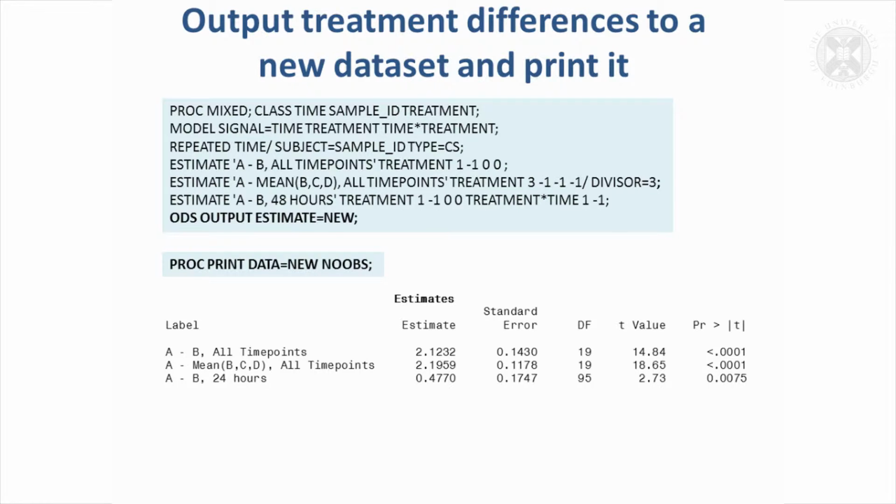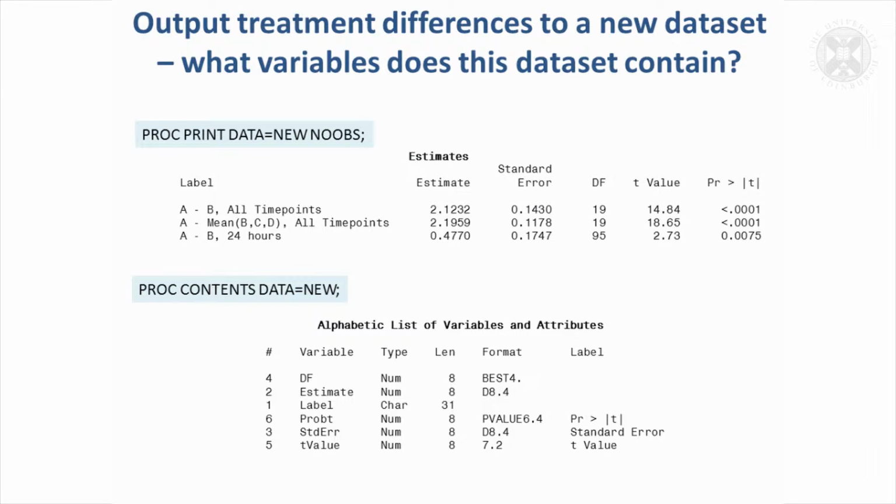You actually have to do a print to see what the columns are, and then something called a proc contents, which gives you the actual names for each of the variables. So these are variable names in that new data set. So if you go on to use that data set, you know what all the variable names are for doing tables or anything else you might want to do with it.